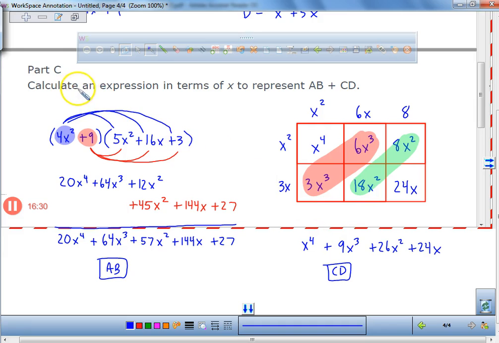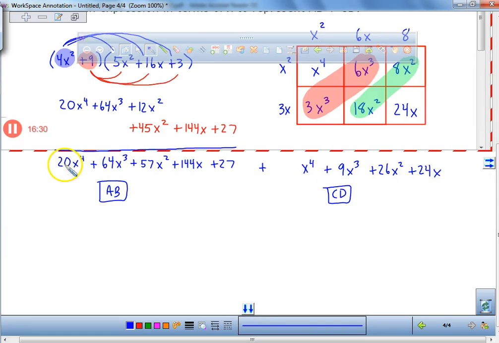So part C was what? Calculate an expression in terms of x to represent A times B plus C times D. So now, would you agree this is A times B and this is C times D? So what do we got to do with these? We just got to add them together. So let's add them together. We got x to the power of 4. How many x to the 4s do we have? 21. We have 64 x cubes. We have 9 x cubes. How many total x cubes do we have?